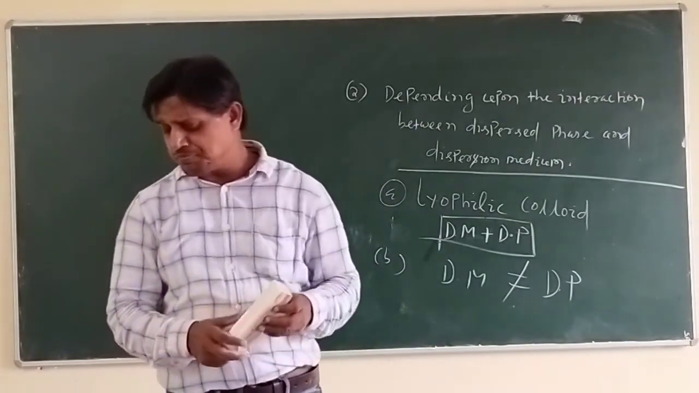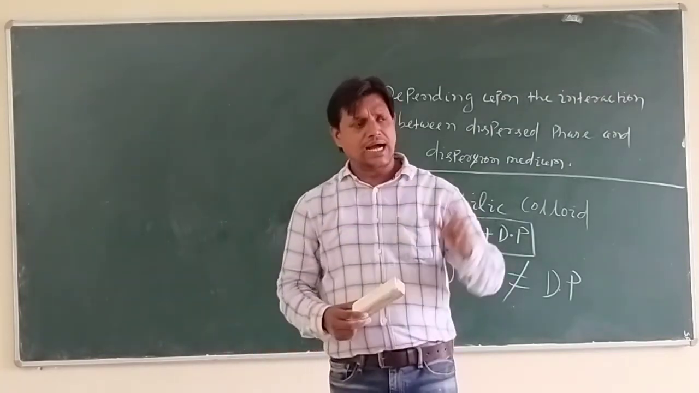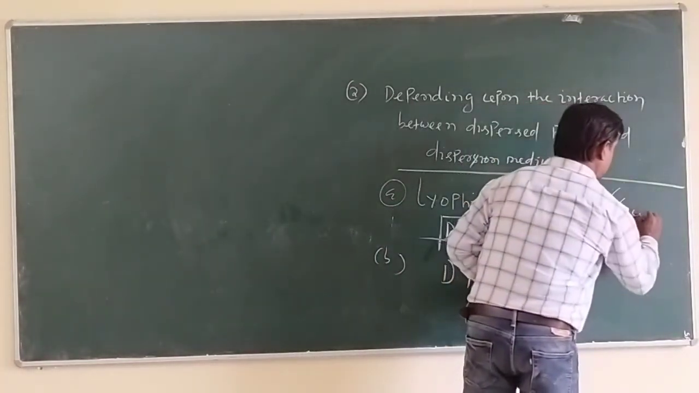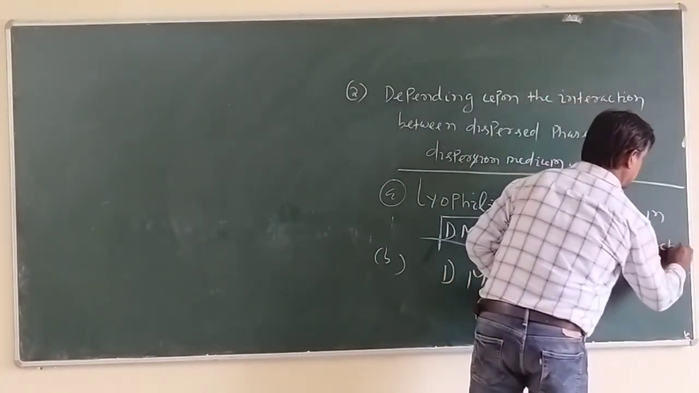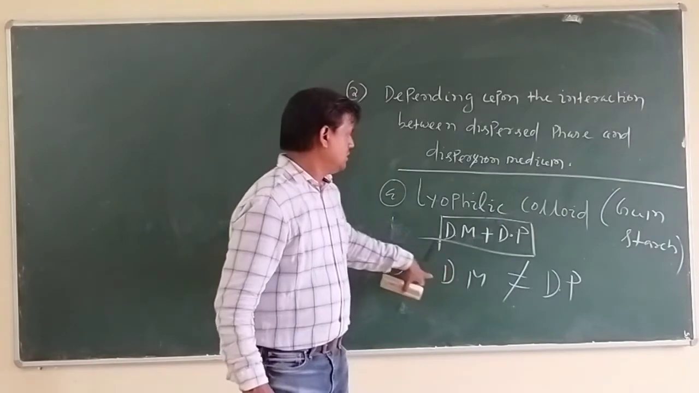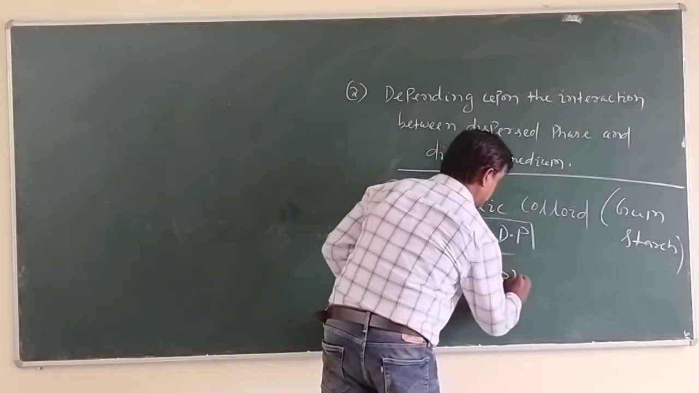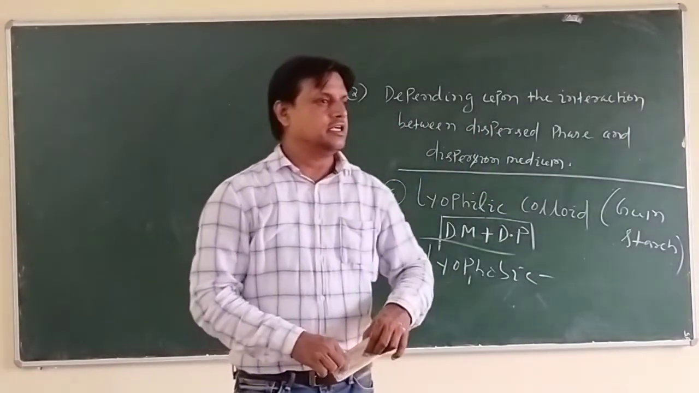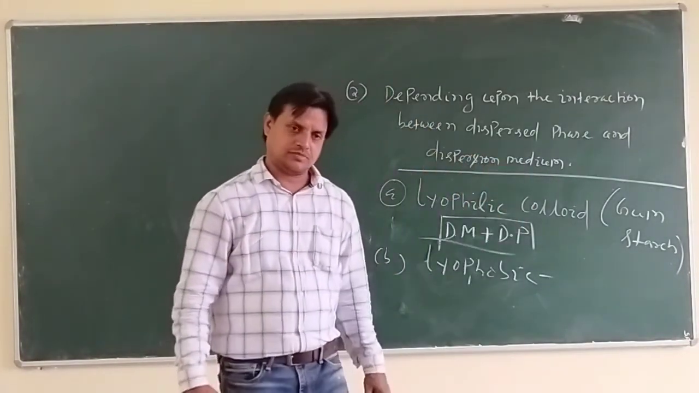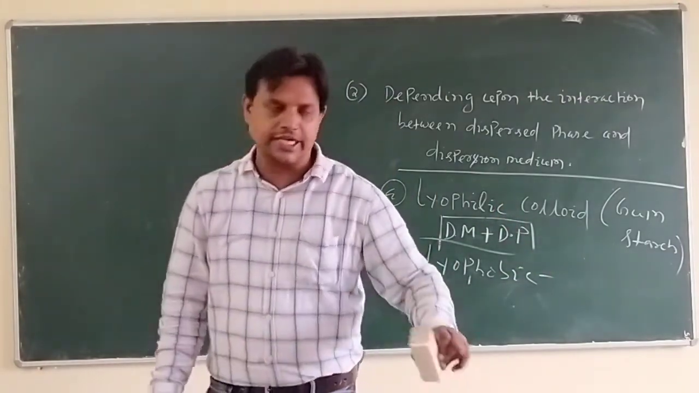A colloidal solution in which the particles of the dispersed phase have great affinity for the dispersion medium is called lyophilic colloid. Examples are gum and starch. And the colloidal solution in which the dispersed phase has less affinity towards the dispersion medium is known as lyophobic colloid.